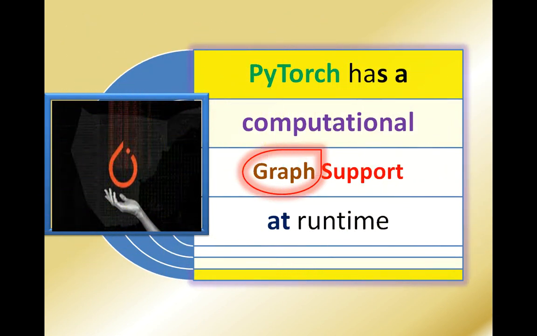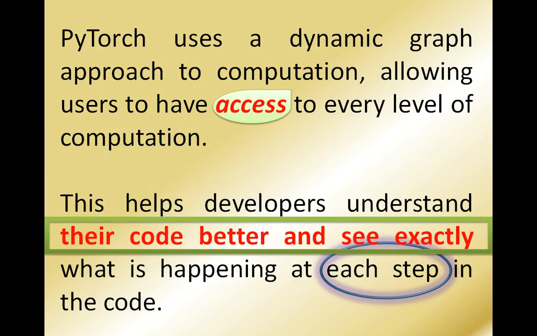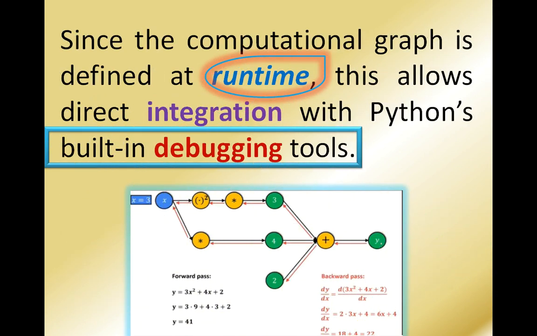Second important feature is it has a computation graph support at runtime. PyTorch is referred to as a define-by-run framework, which means that the computational graph structure of a neural network architecture is generated during runtime. PyTorch uses a dynamic graph approach to computation, allowing users to have access to every level of the computation. This helps developers understand their code better and see exactly what is happening at each step in the code. Since the computation graph is defined at runtime, this allows direct integration with Python's built-in debugging tools.